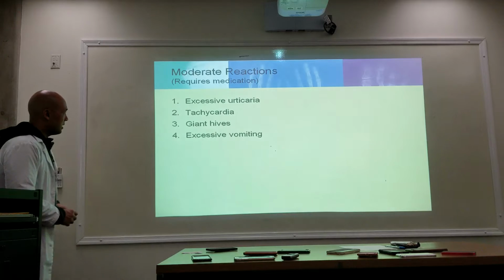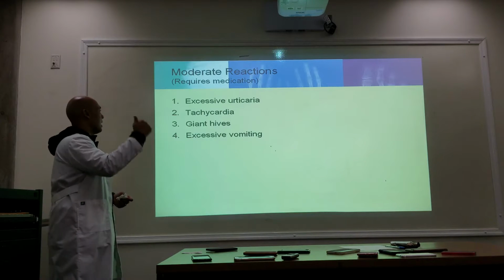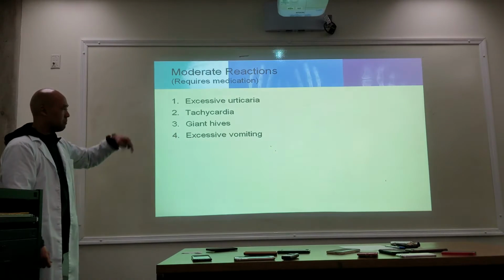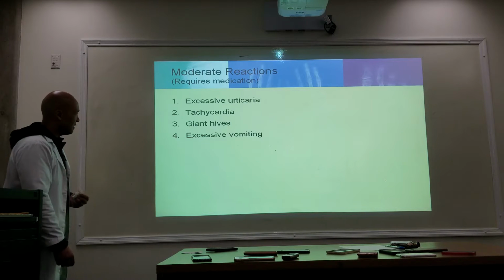Moderate reactions include excessive urticaria and increased heart rate. So again, as it gets worse, your heart rate is going to go up. If heart rate goes up, your blood pressure may drop. And then you have your giant hives and excessive vomiting.